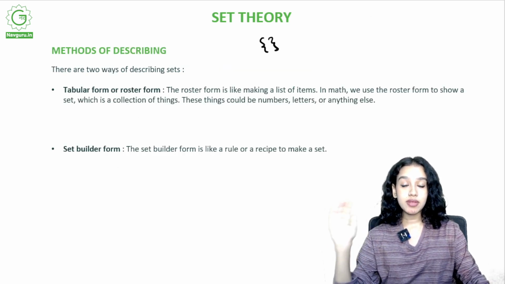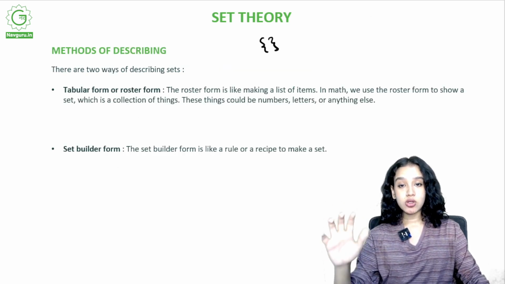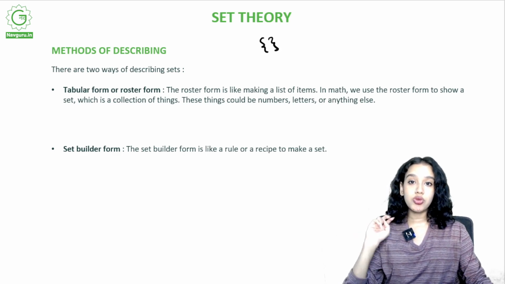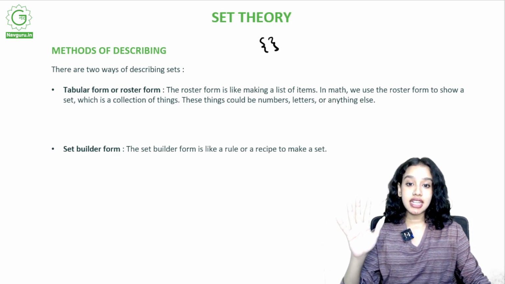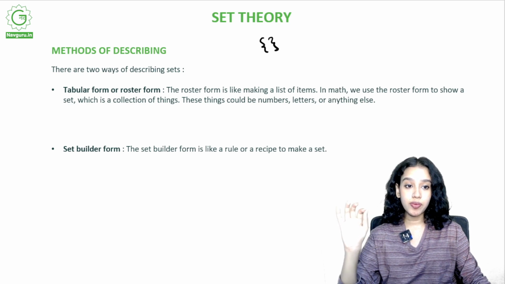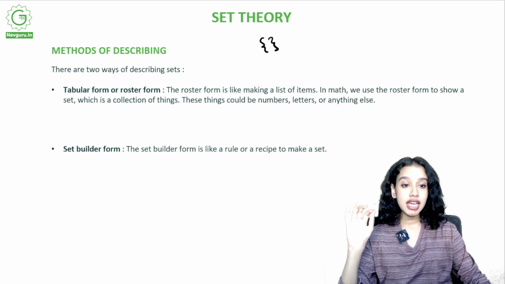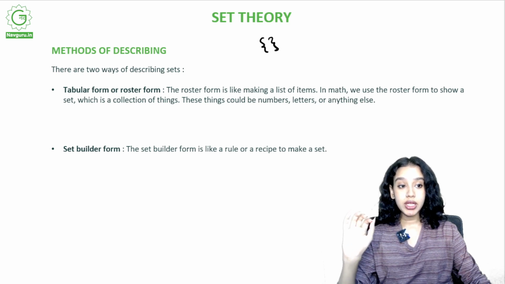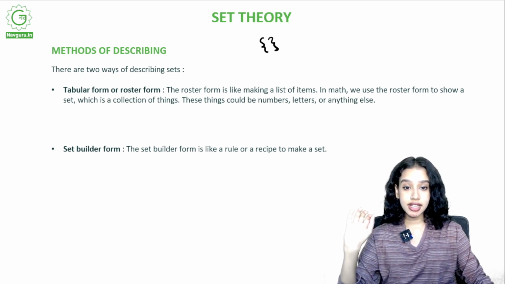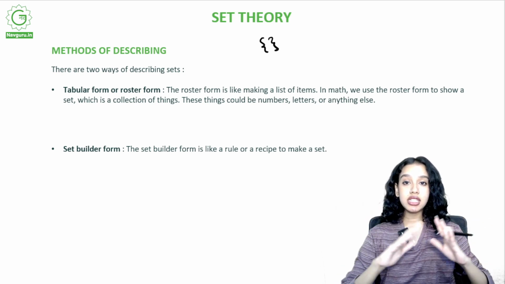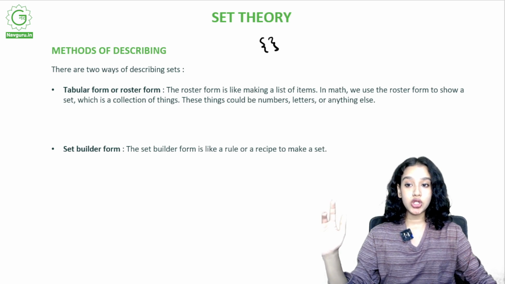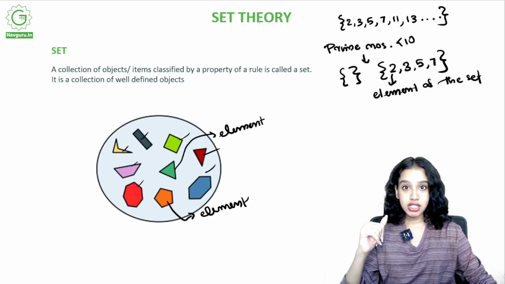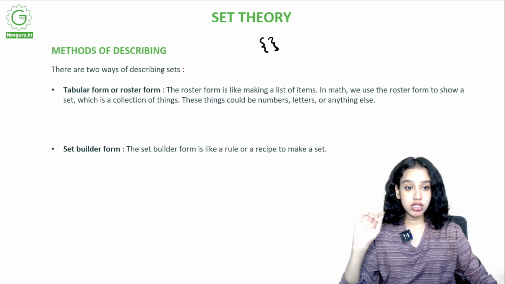Now, the methods of describing sets. A set can be described in two forms. One is the tabular form or the roster form. The roster form is like making a list of items. In math, we use the roster form to show a set which is a collection of things. These things could be numbers, letters or anything. So what is the tabular form? The form I just showed you before is called the tabular form or the roster form.